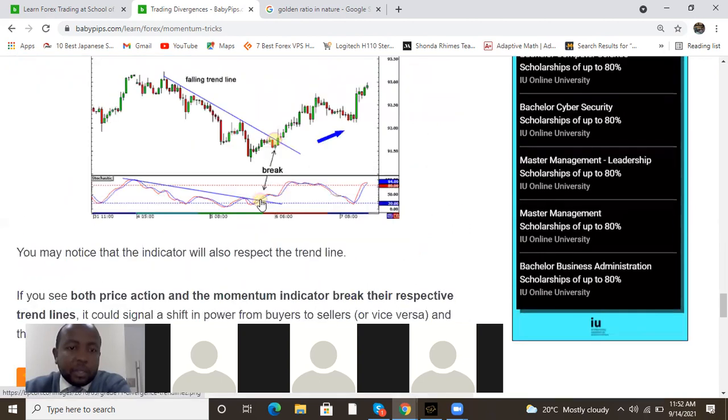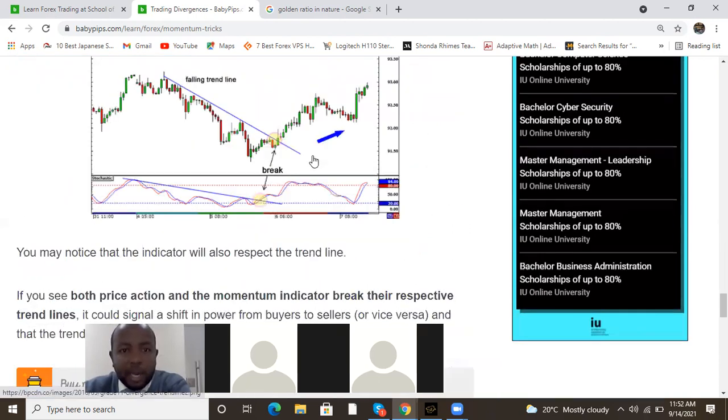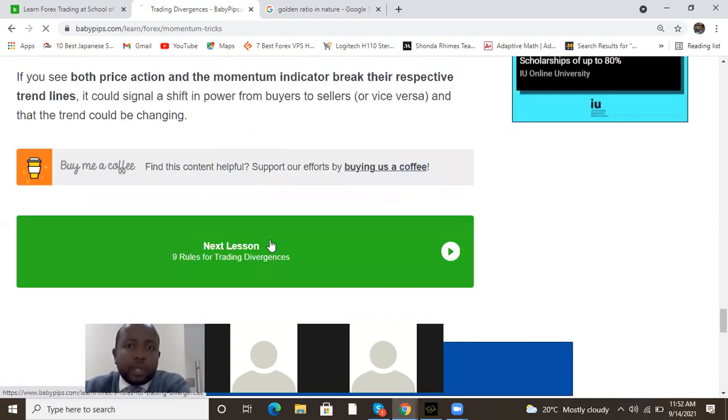So look here, there's a break. You can even draw that trend line here and draw another trend line here. So this was the break. So of course your entry was around here going long. So let's go to the rules now, then we call it a day.